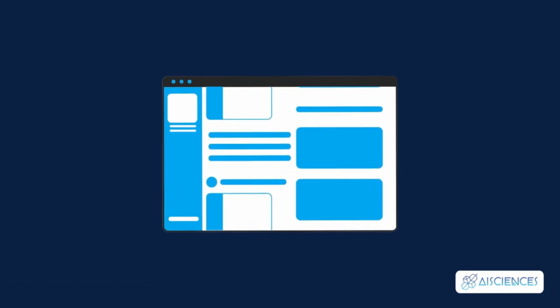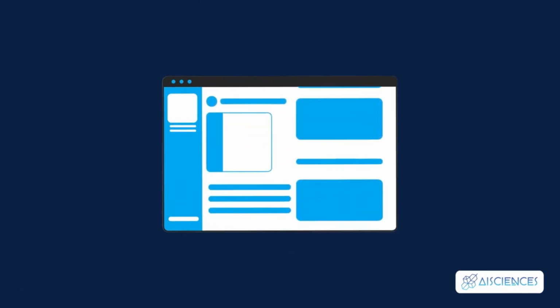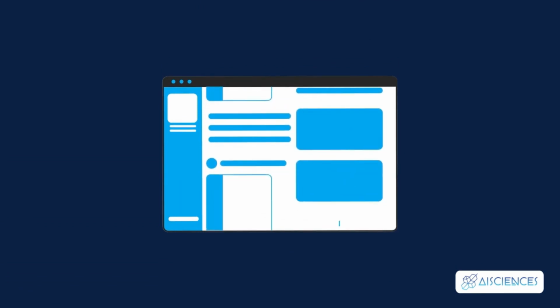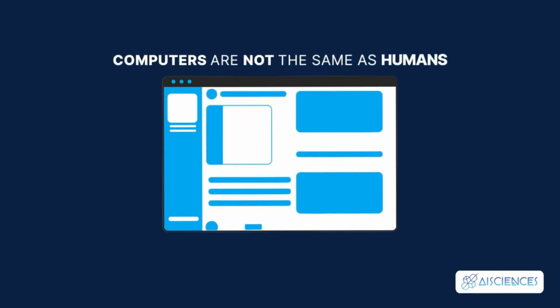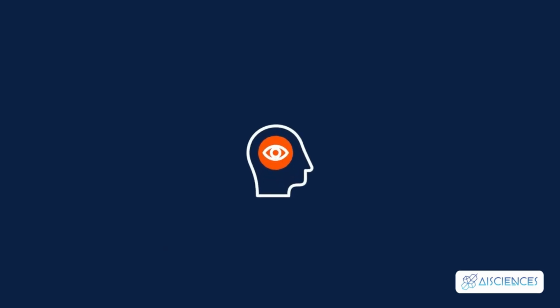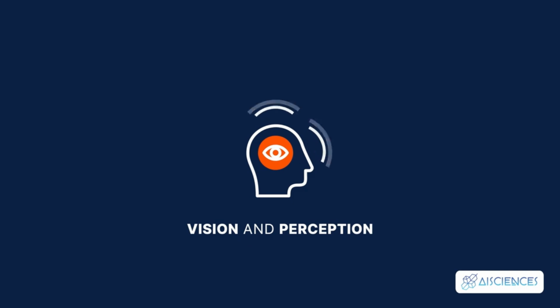Understanding the content of digital images is the main objective of computer vision. This might seem easy, but it's not so because computers are not the same as humans. They don't have the gift of vision and perception. While seeing and perceiving the world around them comes naturally to humans, that's not the case with computers.